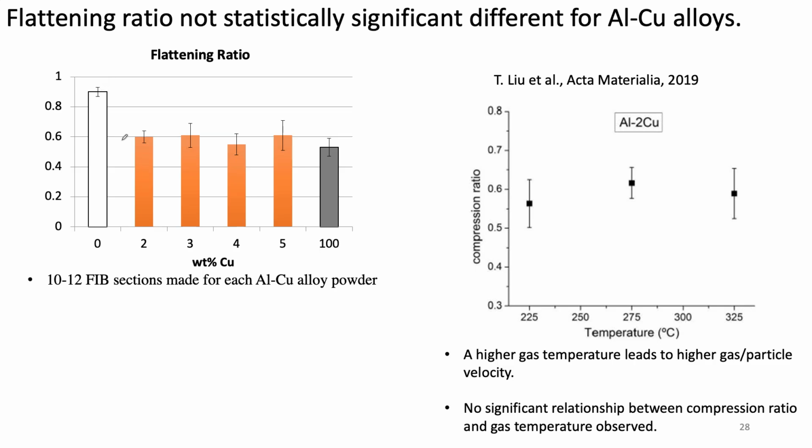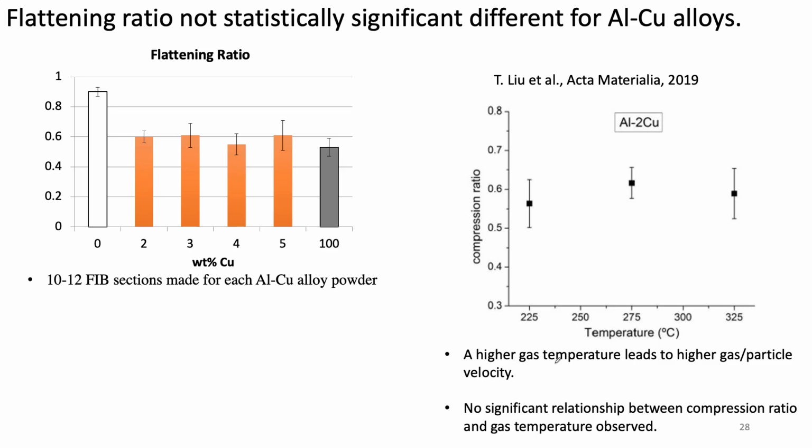And so these are the statistics that we got. What you can see is a lot less flattening than for pure aluminum, but perhaps a little bit more quantifiably than we got with copper. But no real statistical difference between the alloy, as a function of copper content. So that was pretty interesting.